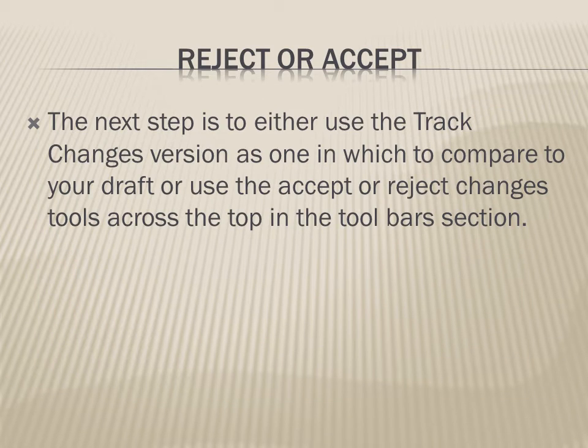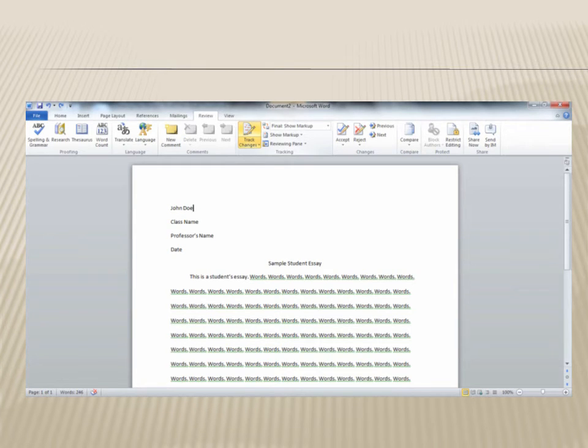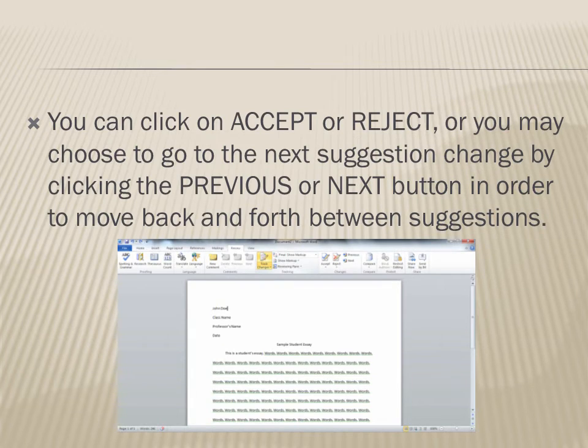You can reject or accept. The next step is to either use the Track Changes version as one in which to compare to your draft, or use the Accept or Reject Changes tools across the top of the Toolbar section. You can click on Accept or Reject, or you may choose the next suggested change by clicking the Previous and Next buttons in order to move back and forth between suggestions.